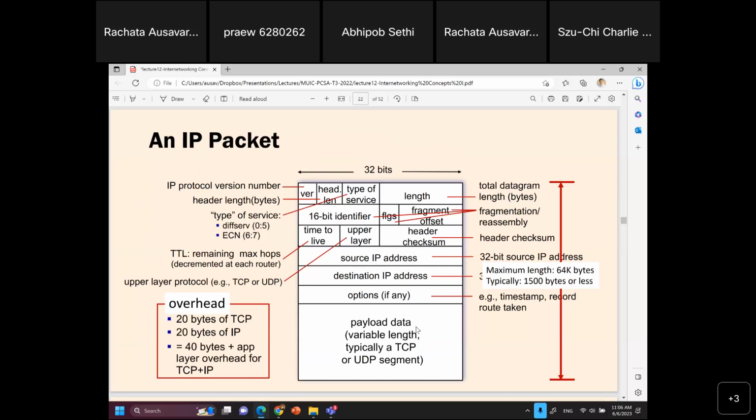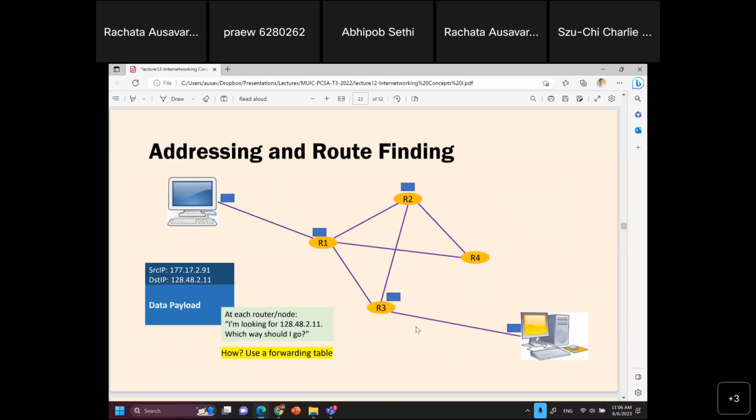Then you have the payload. Payload means that's your data, you understand? Now you have the two things, right? Addressing and route finding. Route finding is I look at the forwarding table and figure out where do I go. Right now that's the issue.